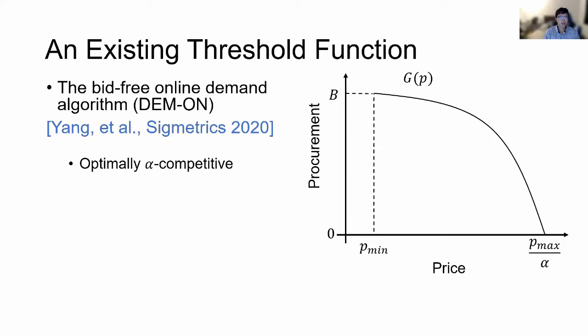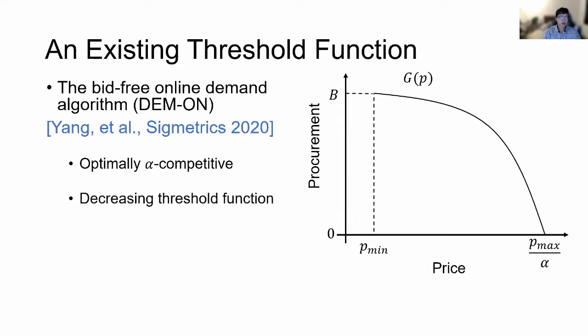So we take a look at the optimal online algorithm. This algorithm is based on a threshold function. And for future comparison, this algorithm, DEM-ON, is alpha competitive.